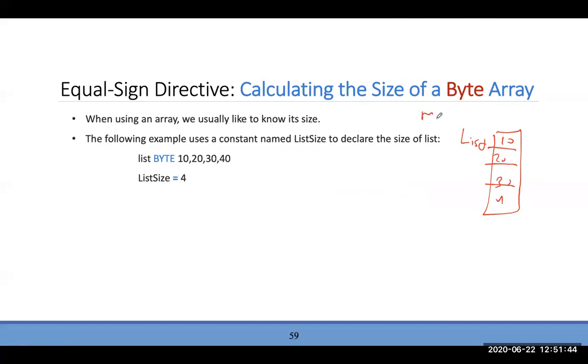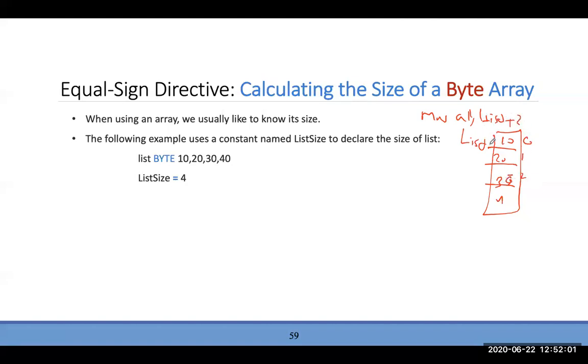So if you're going to say move to AL, because AL is a byte, we're going to say list. I'm sorry. We are moving this, but what if we want to move this? So this is a byte. We go by 0, 1, 2. So we're going to say move list plus 2. We're going to move 30.